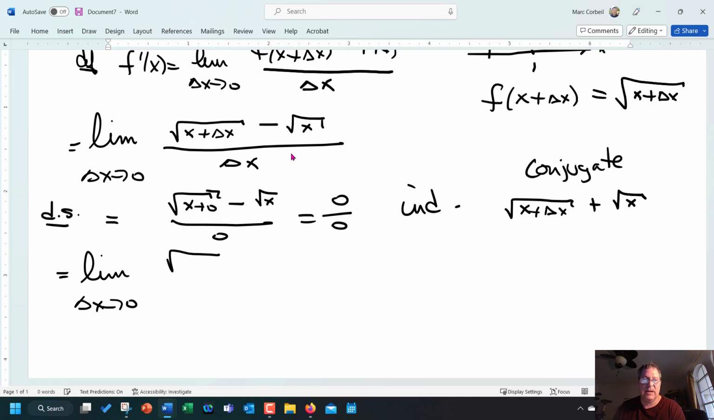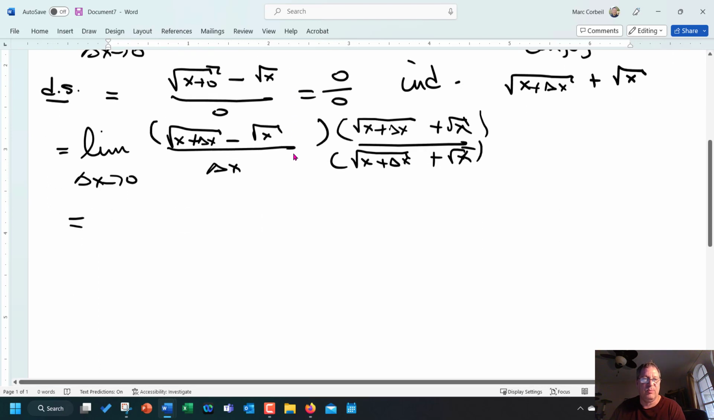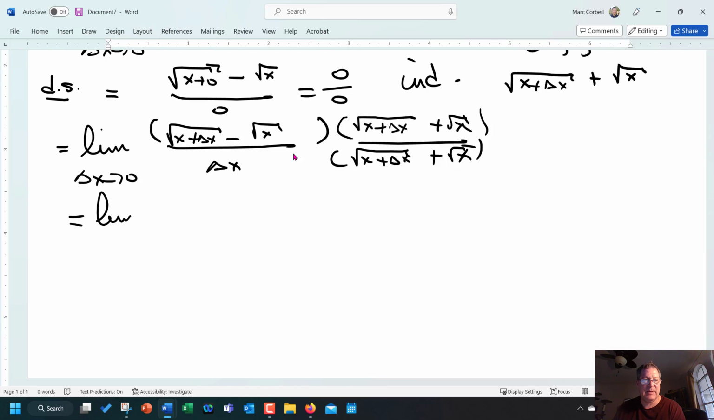So we'll take the square root of x plus delta x minus the square root of x, and we're going to multiply top and bottom by the square root of x plus delta x plus the square root of x over the square root of x plus delta x plus the square root of x, and see what we get. When we do that in the numerator, notice each step I have to carefully write the limit out. Don't want to lose that.